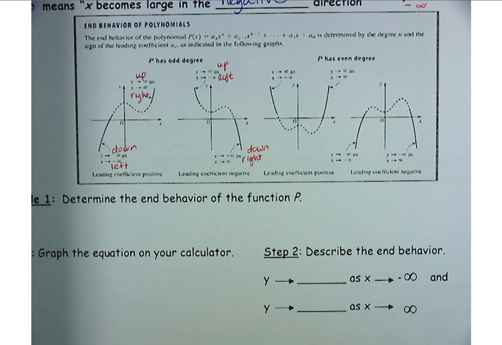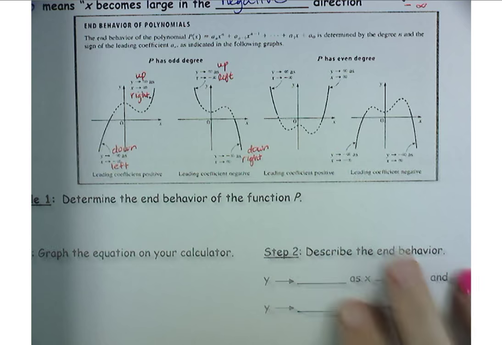Let's see what you guys noticed. Michaela, what did you and Mitchell talk about? If it's odd, one side will go down and the other will go up. Okay, good. So if it's odd, did you guys notice that one side of the graph went up and the other one went down? Okay, and what about the even, Michaela? They will both go up or they will both go down.